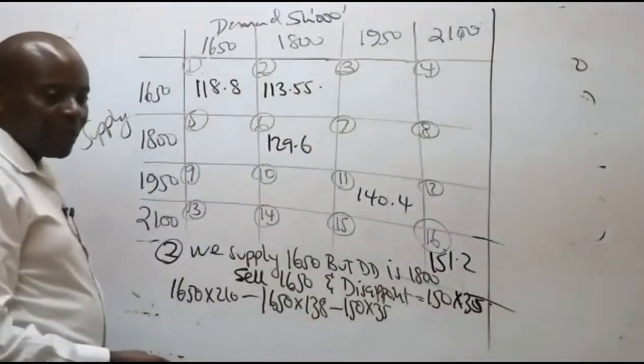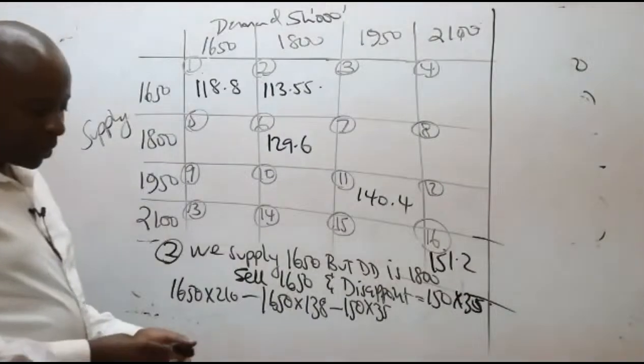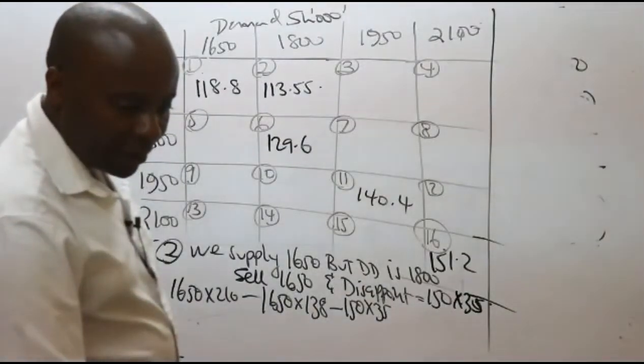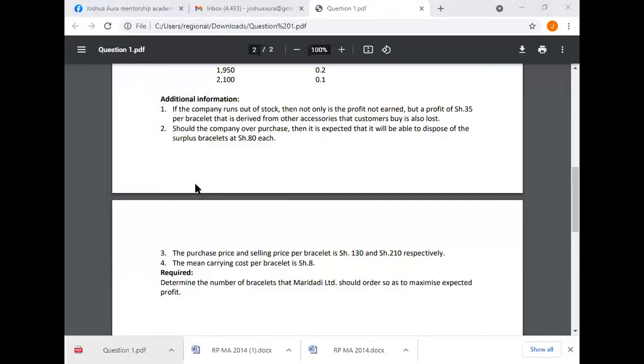Now, ladies and gentlemen, could we kindly go to number 3? What about the 80? Let me see the 80. The 80 will not apply in this regard. The 80 applies when the demand is less, when you have an oversupply. We are told in number 2, should the company overpurchase, then it is expected that we'll be able to dispose of the surplus bracelets at 80.